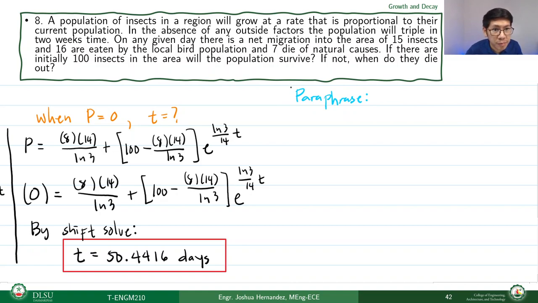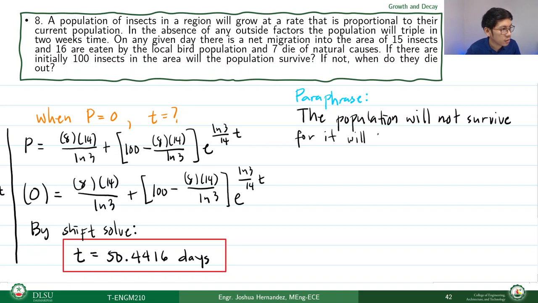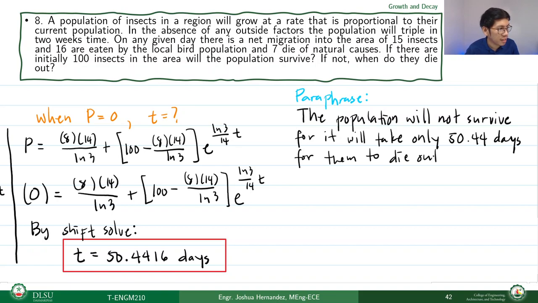No? So to paraphrase, the population will not survive, it will take only 50 days, 50.44 days for them to die out. Yeah. Okay. So 50.44 days, and they will die out. All right, let's move to our next question.